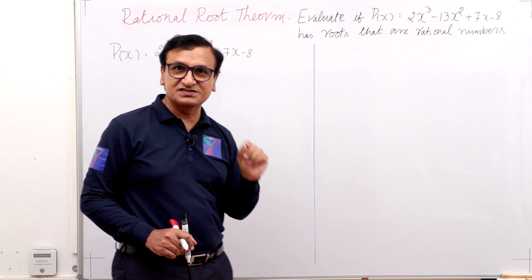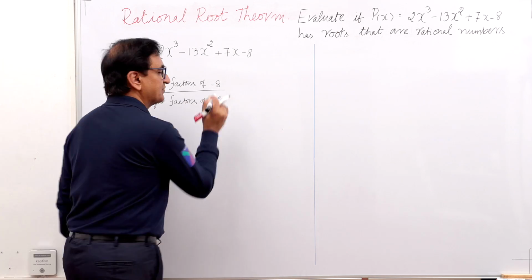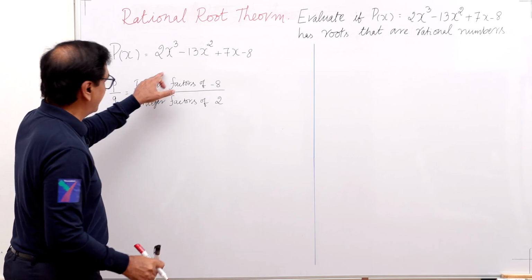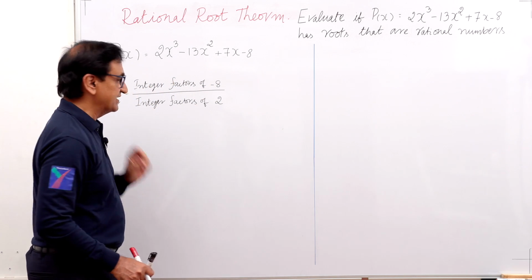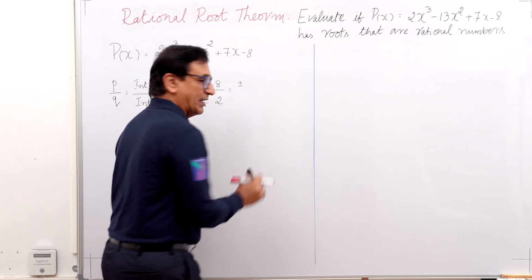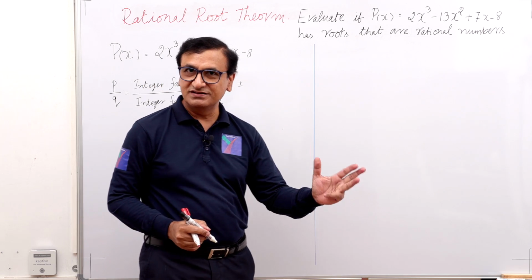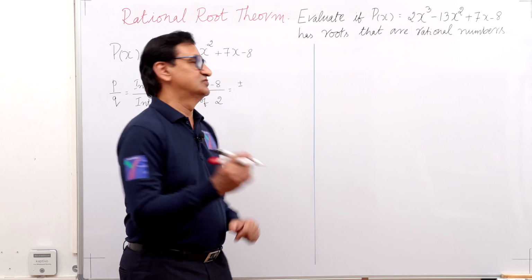So p by q is integer factors of minus 8, which is our a0, and integer factors of 2, which is an. Let's write down. Okay, so what are the factors of 8? 1, 2, 4 and 8. And factors of 2, 1 and 2.